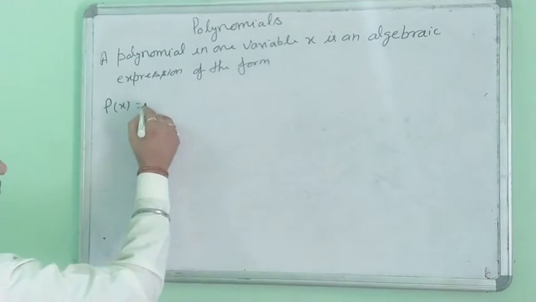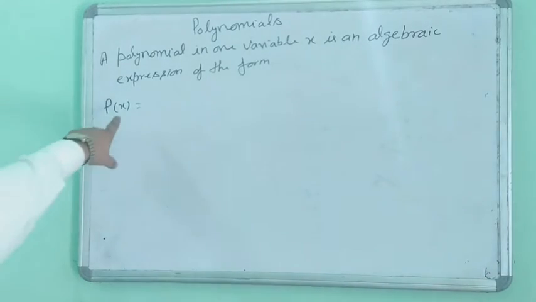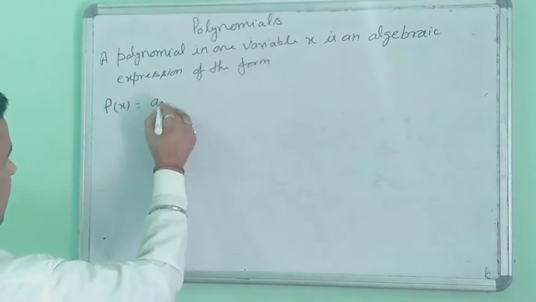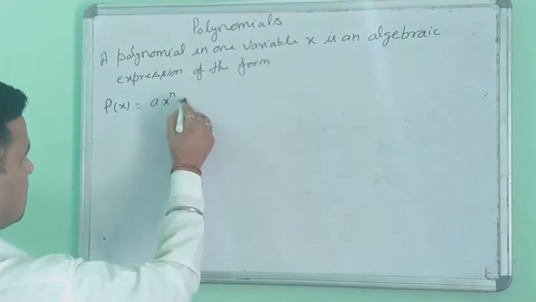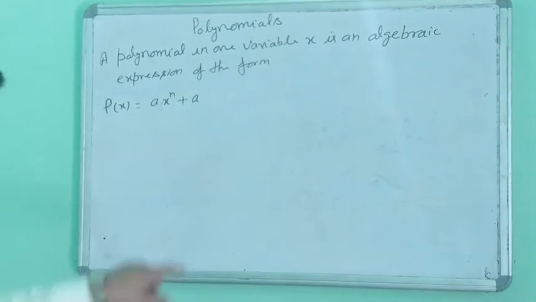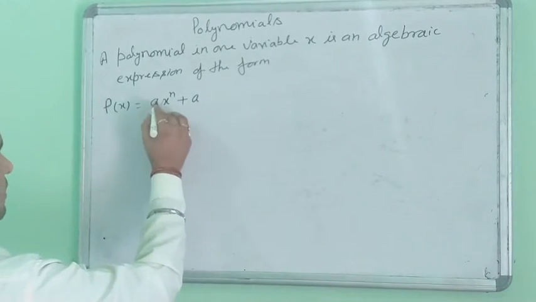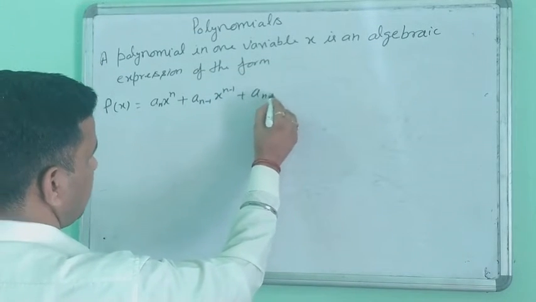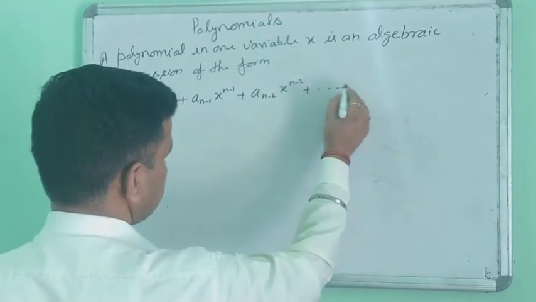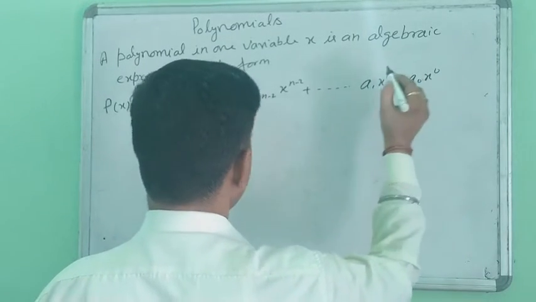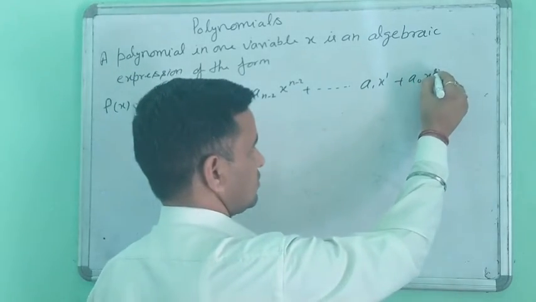So suppose you write p(x). If you are using the variable x, then you will write a_n x^n plus a_(n-1) x^(n-1) plus a_(n-2) x^(n-2) plus and so on, plus a_1 x^1 plus a_0 x^0. You can write in this form. Every question you can write in this form.